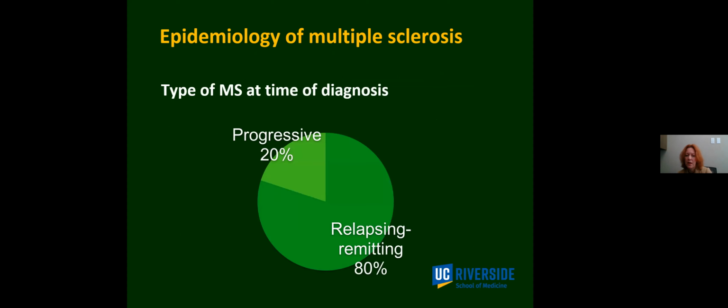So within 10 to 15 years after the diagnosis of MS, about 50% of people will have gone on to develop progressive MS. So including that 20%, another 30% will, by 10 to 15 years out after their diagnosis, have progressive MS, if that makes sense. So over time, progressive MS becomes more common.